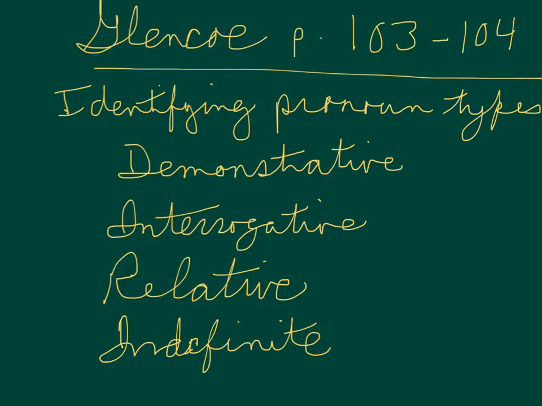Okay, this is Glencoe, page 103 and 104. Two short pages, and I think they're pretty self-explanatory, but this is to help you if you need a little bit more guidance. We're going to be looking at 4 different kinds of pronouns: demonstrative, interrogative, relative, and indefinite. And of course, we remember that a pronoun is taking the place of a noun. It is going to be used instead of having to repeat a noun again and again, because that can get pretty dull. And each type of pronoun does a slightly different job.